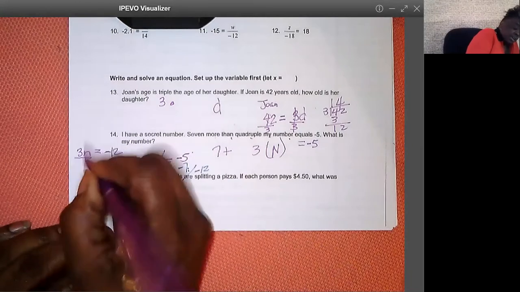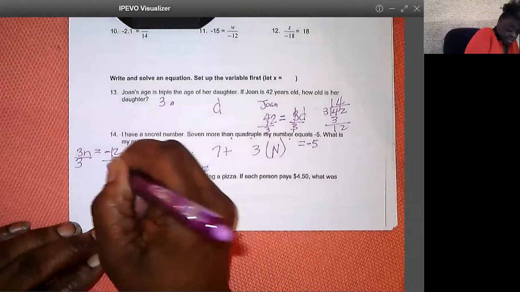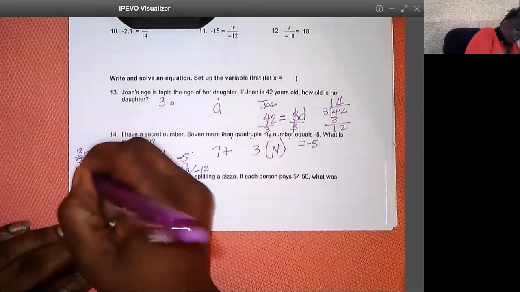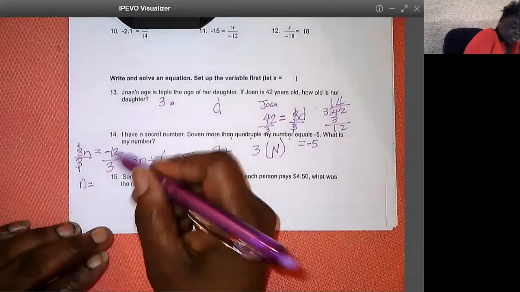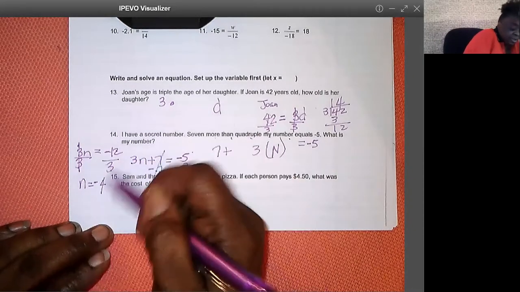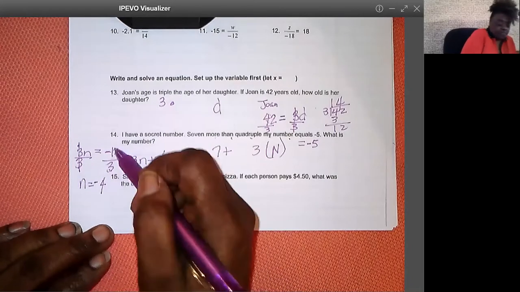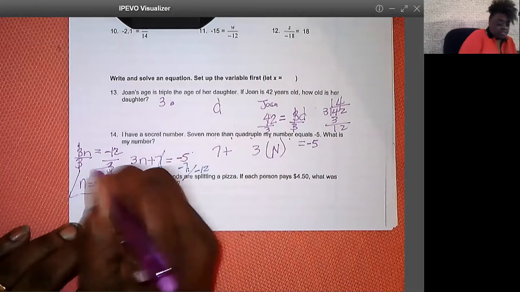And since we have a number and a variable, we're going to divide. And we're going to divide on this side. So 3 goes into 3 one time, leaves us with just n. 3 goes into negative 12 four times, and it's negative 12 because a negative divided by a positive is a negative. So our solution is n equals negative 4.